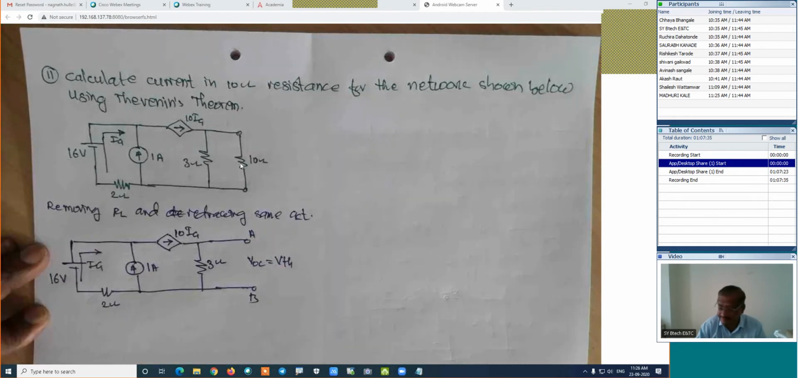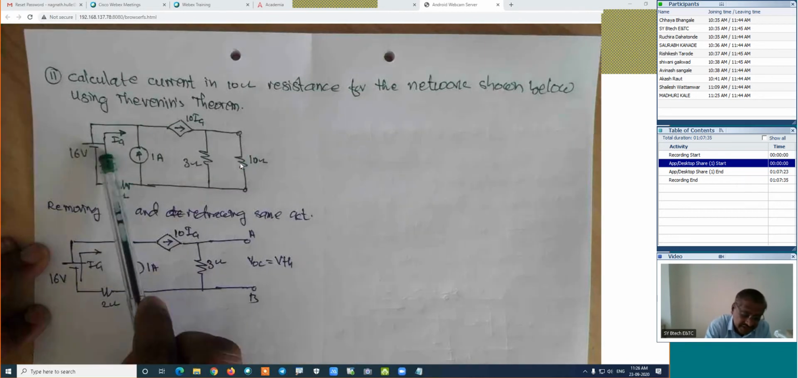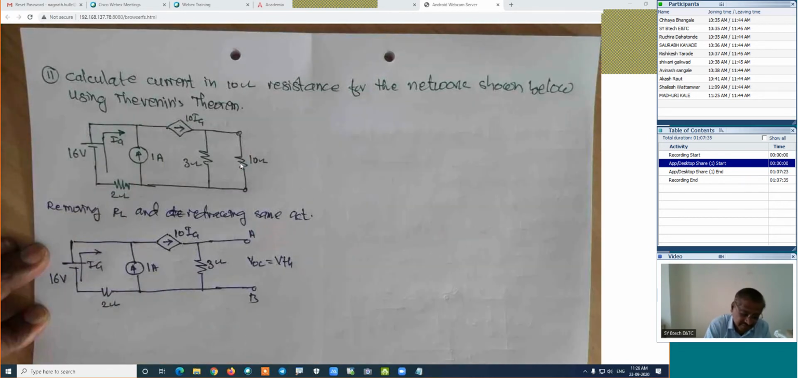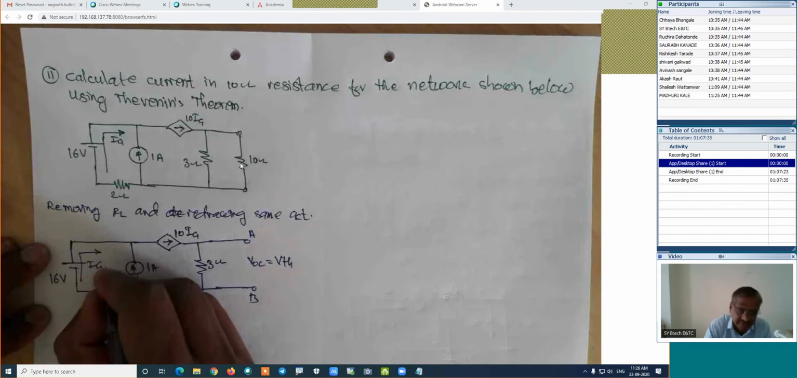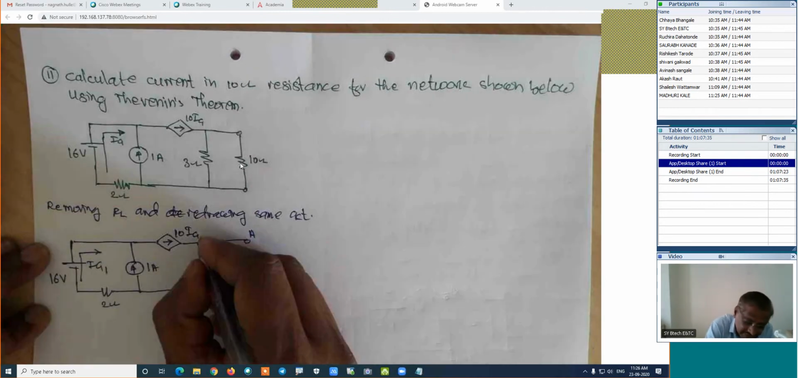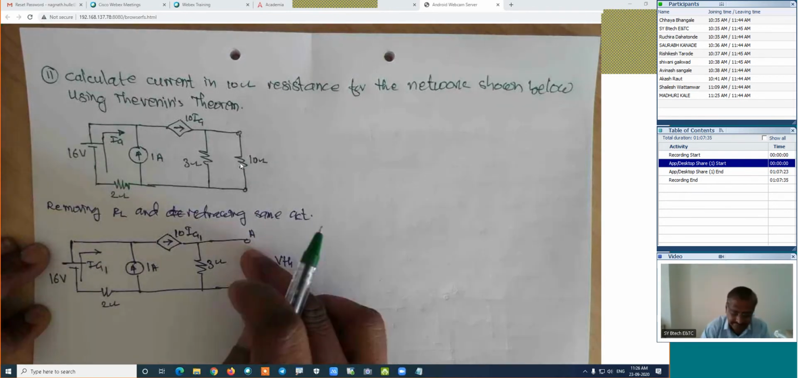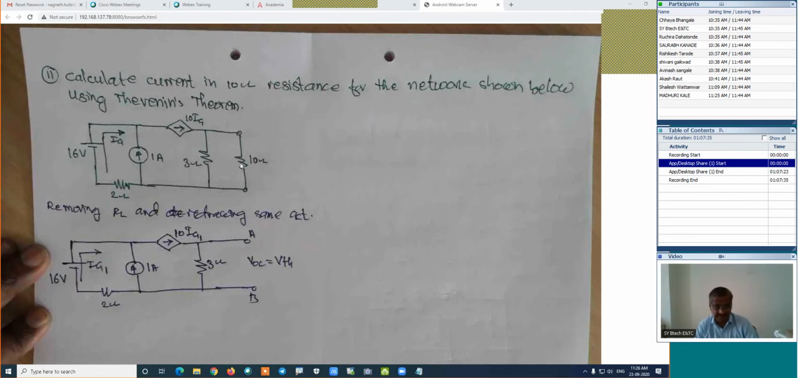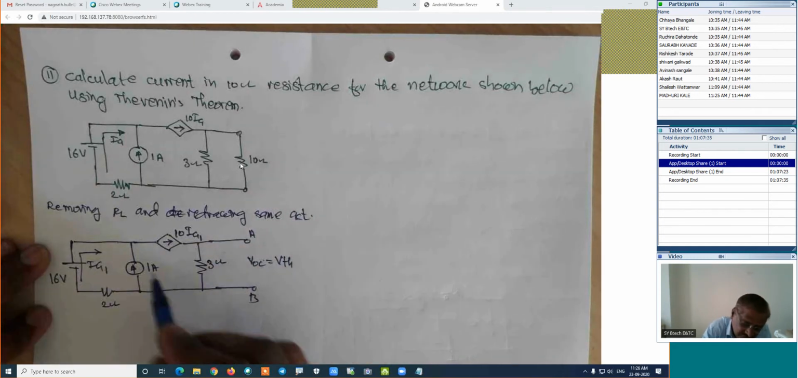Now look at it. When this load resistance is present, this current is IA and this is 10 IA. I will name it differently, IA1, when it is open. Is it right? Now our aim is the calculation of VOC. Means for the calculation of VOC, we have to calculate current in this branch.